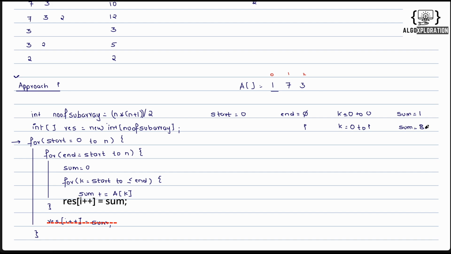Okay, similarly let's increment our end, that will be 2. Again k will be running from 0 to 2. So from 0 to 2 we are calculating this sum, right? So it will be 11, right? Now that's it. So the inner for loop will end and the start will get incremented.